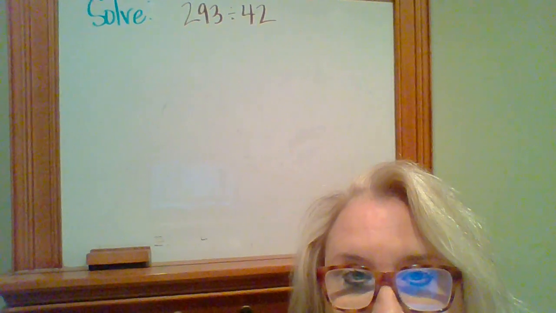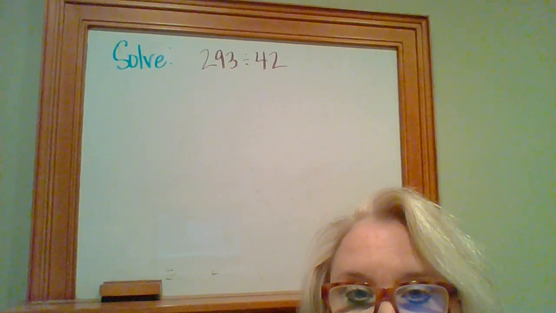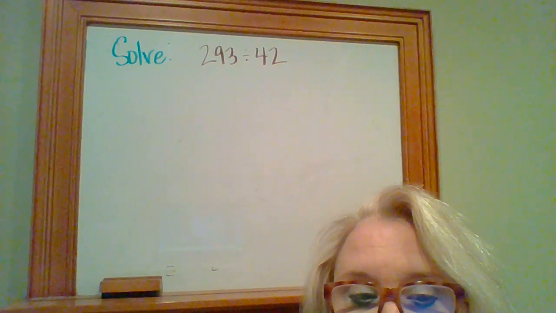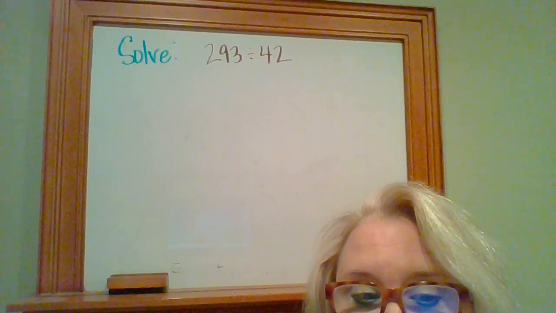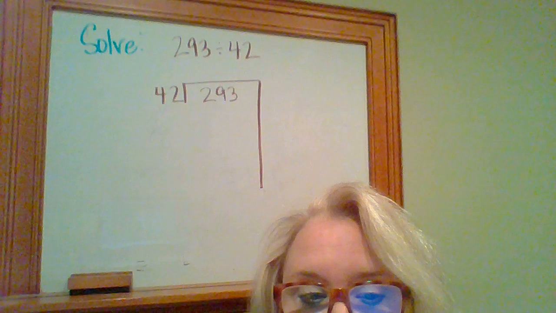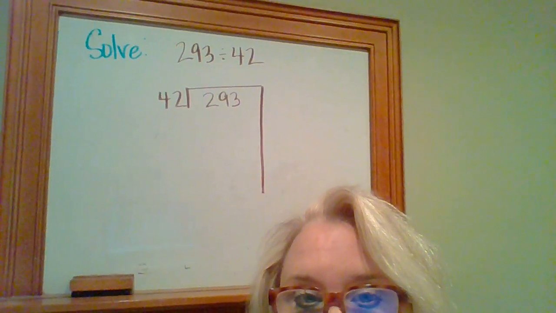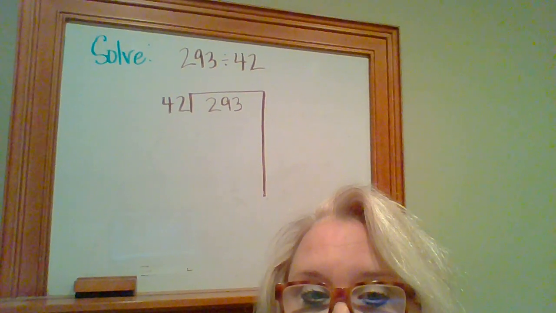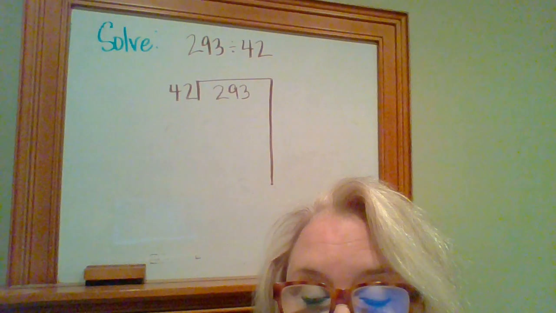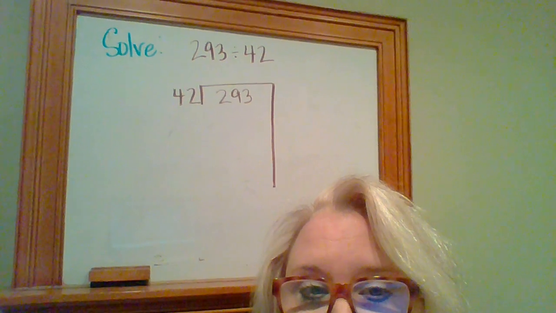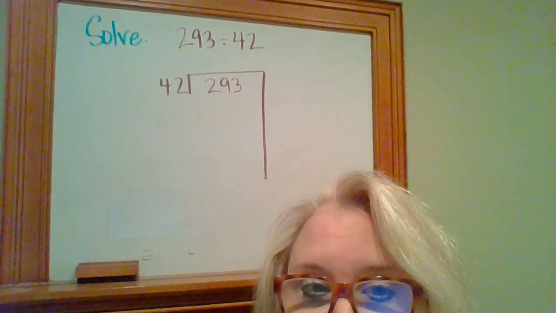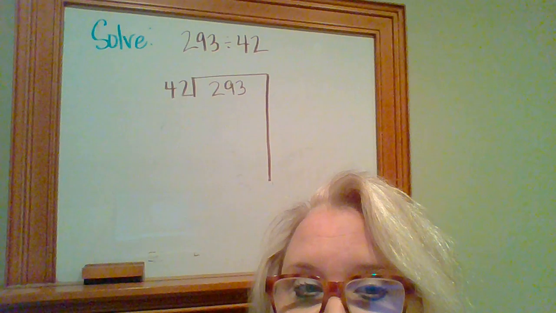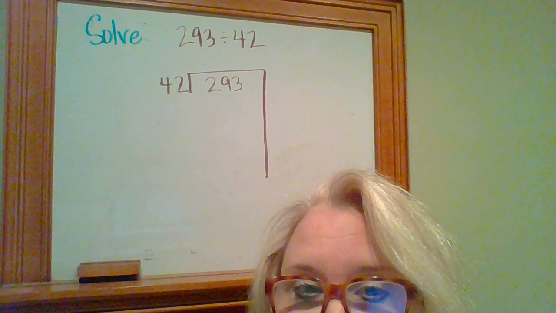All right, let's solve this problem using partial quotient strategy. 293 divided by 42. The first step will be to draw your Big 7. On this problem, your dividend is 293, which goes inside your Big 7, and 42, which goes on the outside, is also known as your divisor. Let's build a multiplication tower using the number 42. We need to figure out how many groups of 42 we are going to get out of 293.